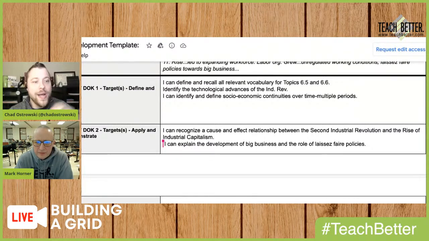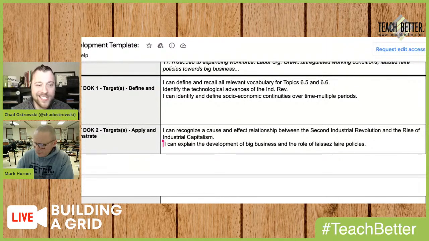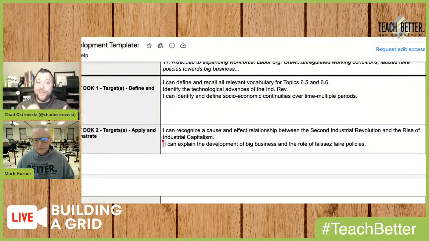So level 2, now we're talking about why, how, okay? Cause and effect. We are really talking about how things impact other things, how these things apply to one another, okay? So I feel really, really good. I know I'm getting real excited, but I feel really, really good about scaffolding this material.